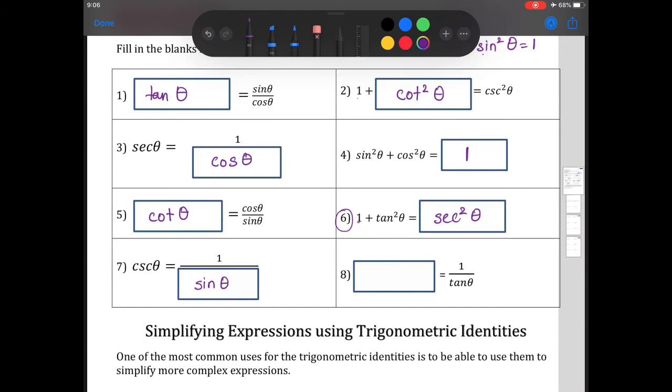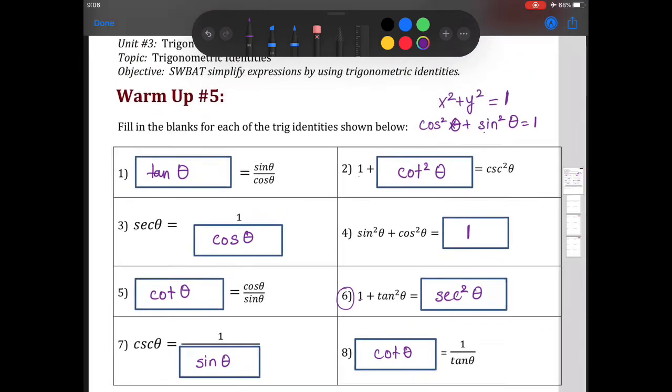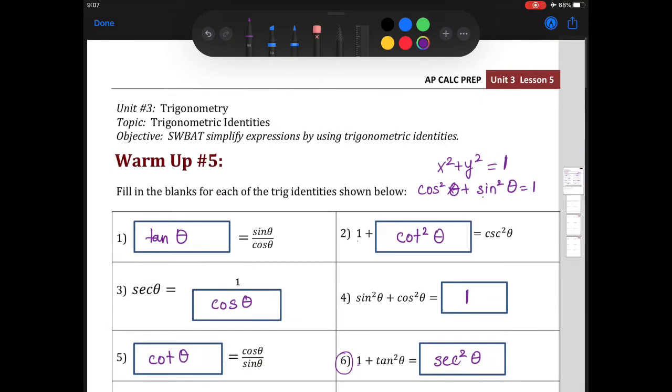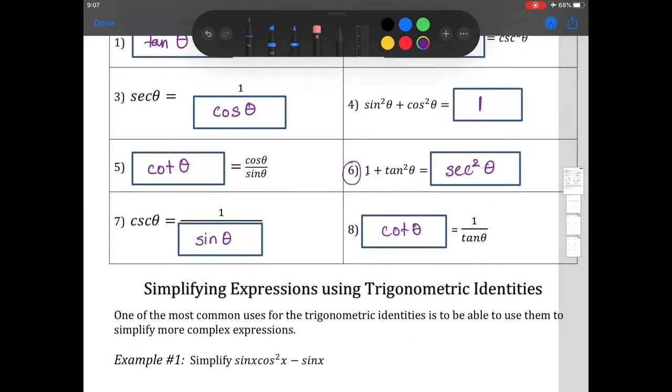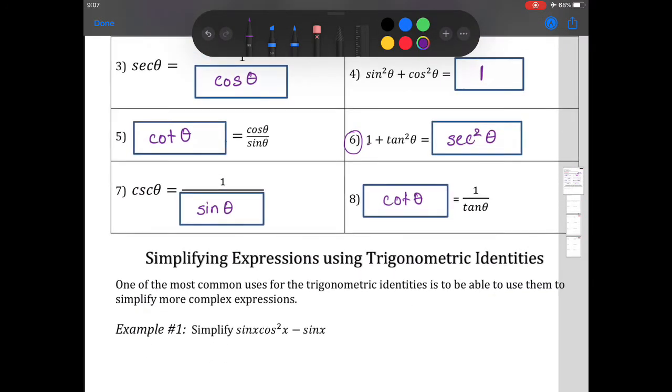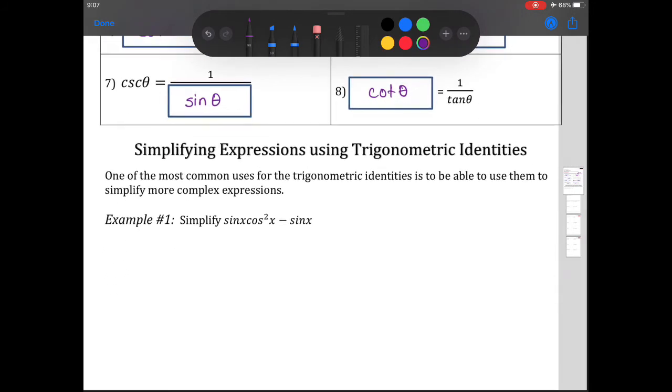The other thing you can do is the co's go together. 1 plus cotangent squared is cosecant squared. Sine squared plus cosine squared theta is 1. That is easy, and then you're left with tangent and secant. And 1 over tangent is cotangent theta. There are multiple ways of remembering them. I find just writing out cosine squared theta plus sine squared theta equals 1, that Pythagorean identity, and based on that I can find out the rest.